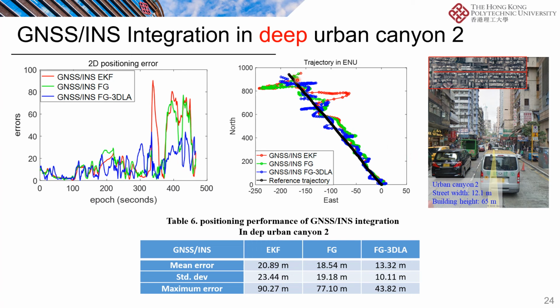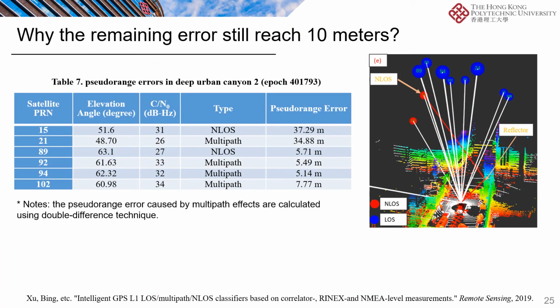Also we can find the blue one represents the proposed method. Compared with the ground truth, the proposed method is significantly better, while the remaining errors still reach about 10 meters. Okay, we dig into the data. We randomly select an epoch and find the multipath error can reach about 34 meters.